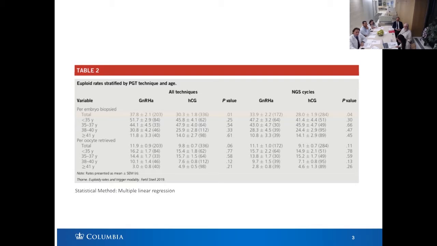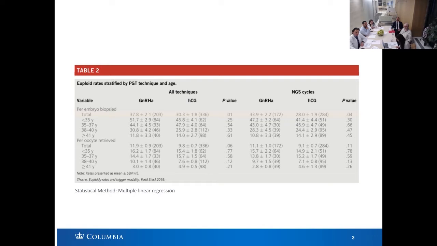Euploidy rate was also then stratified by age. There was a clear drop in euploidy with increasing age in all comers. However, within the same age group, there was no difference in the blastocyst development rate or euploid embryo rates between trigger types per oocyte or per embryo biopsied. The highest rates were in women less than 35, as expected, and the lowest blastocyst development rates were in women greater than 41. This was true both in crude analysis and in multiple regression.